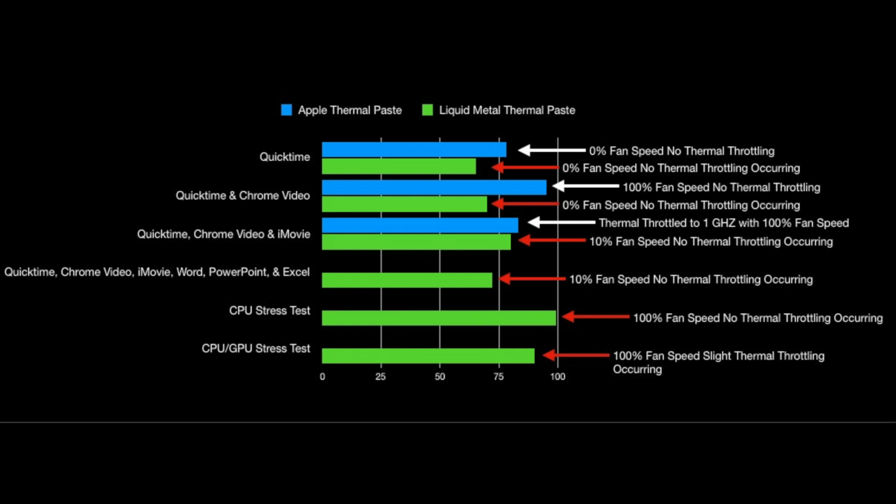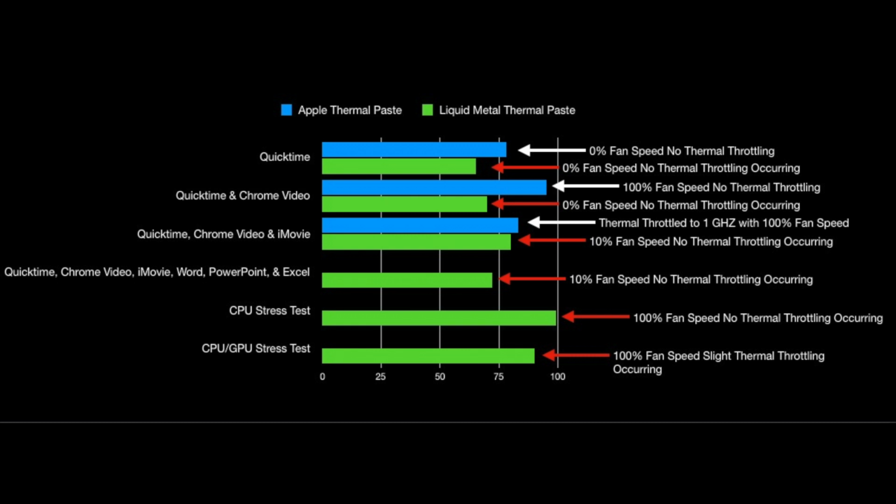Then if I launched QuickTime, Chrome Video, and iMovie, that's when the Apple thermal paste basically just stopped. That's where thermal throttling happened. I went all the way down to 1 gigahertz with 100% fan speed. Incredibly, with liquid metal, the fans only went up to 10%. I have no thermal throttling occurring, and the MacBook is functioning at a range of 80 degrees Celsius.